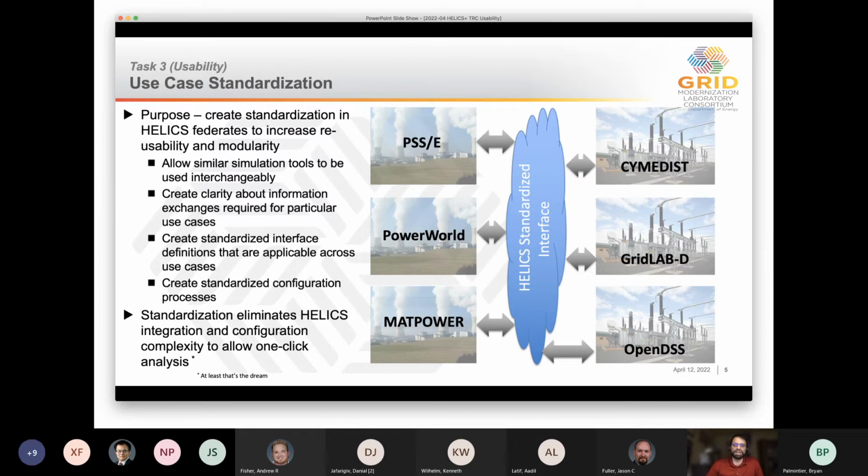And the dream is that we do have this one click, to abuse the term, a one-click analysis, right? Pick out the models for each tool, tell them to use the standardized interface, and hit run, and it does it, right? That is the dream. So this is what we've been working towards for well over a year now. We brought it up at the last user meeting, and we've made significant progress.